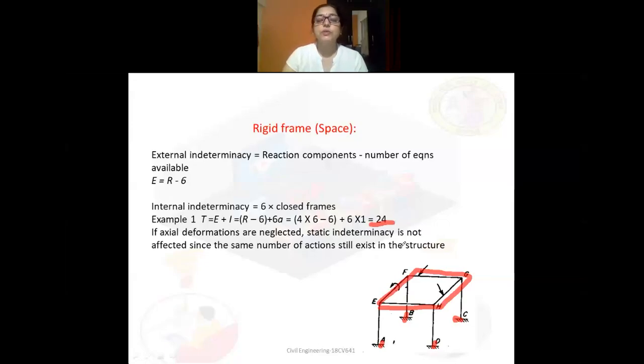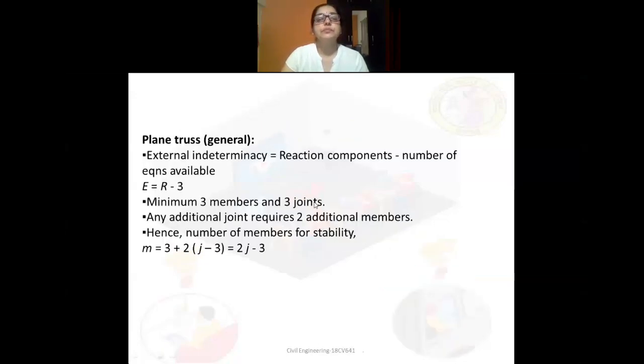So if the axial deformations are neglected, static indeterminacy is not affected, since the same number of actions still exist in the structure. Hope you understood what is meant by rigid space frame. So plane truss, how to calculate? We discussed how to find out the static indeterminacy in a beam, in a plane frame as well as in a space frame. So next we'll discuss plane truss.